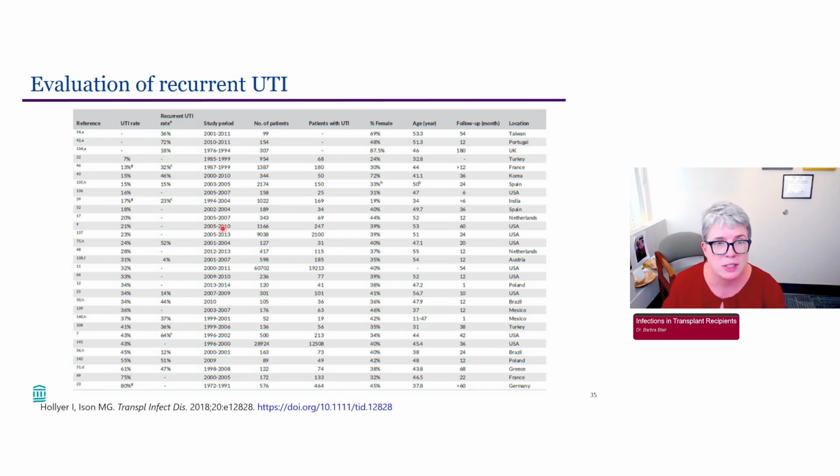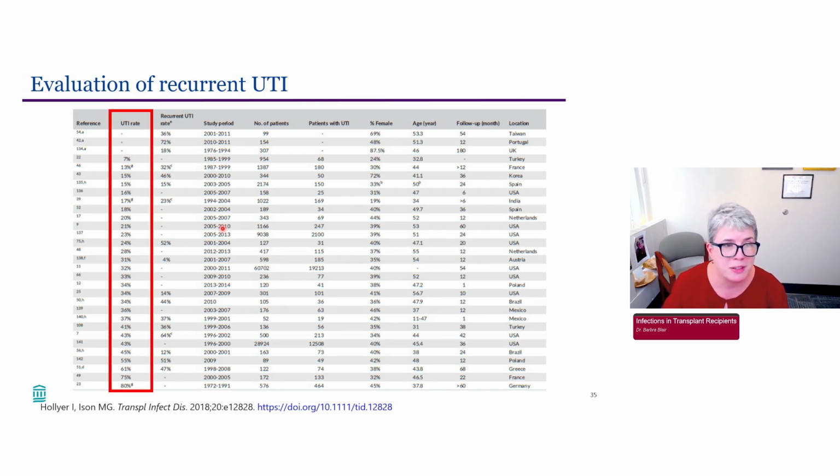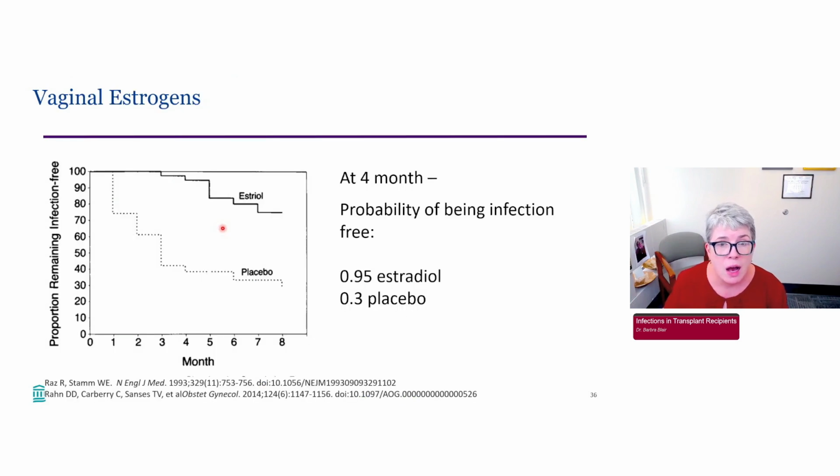Because of this meta-analysis and all of y'all's experience: urinary tract infections in kidney transplant recipients are super common, and recurrent urinary tract infections in kidney transplant recipients are super common. And so I love this paper from the New England Journal in 1993, and I love showing this Kaplan-Meier curve that you probably all know.